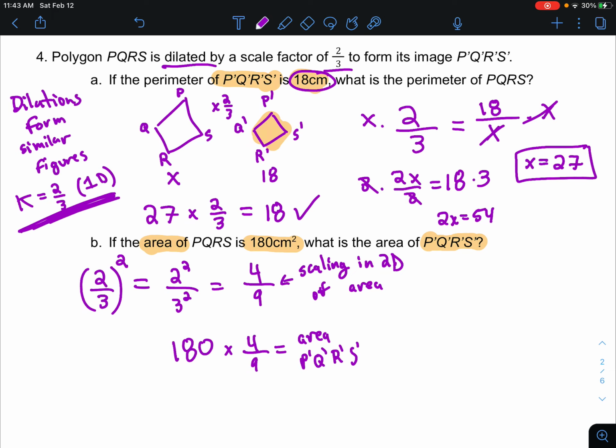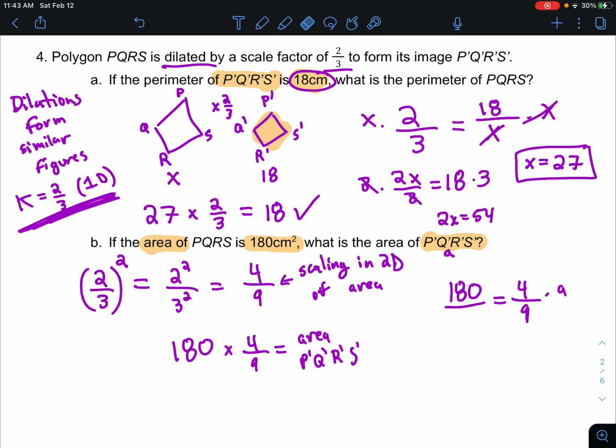You could also do this with a proportion. So you could say 180, and let's call the area of P prime, Q prime, R prime, S prime, we can just call that A, over A is equal to 4 over 9. So we can use our proportion to solve. We could multiply both sides by A, and we get 180 equals 4A over 9. I have a mistake here. Okay, so hopefully we caught that.